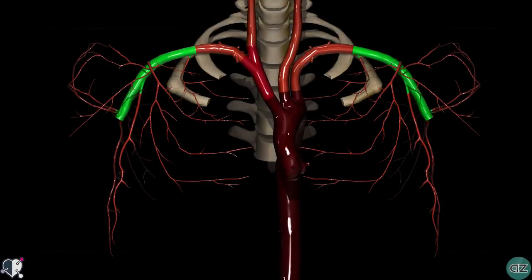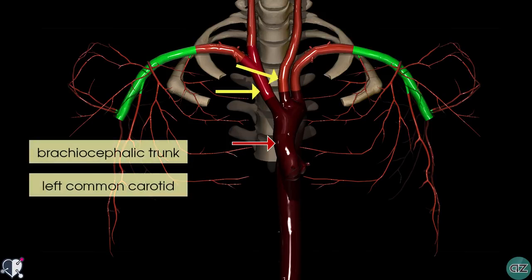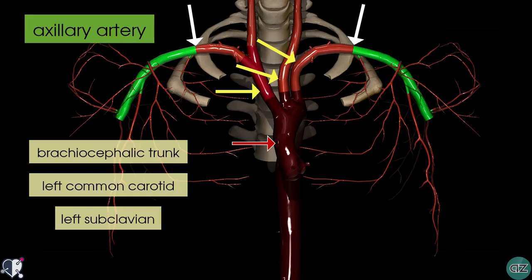We'll start off by looking at the origin of the arterial supply to the limb by looking at the vessels in the chest. So what we're looking at here is the arch of the aorta with its three branches. You've got the brachiocephalic trunk, the left common carotid, and the left subclavian artery. As the subclavian arteries on either side cross the lateral edge of the first rib to enter the axilla, it becomes known as the axillary artery, which you can see here highlighted in green.